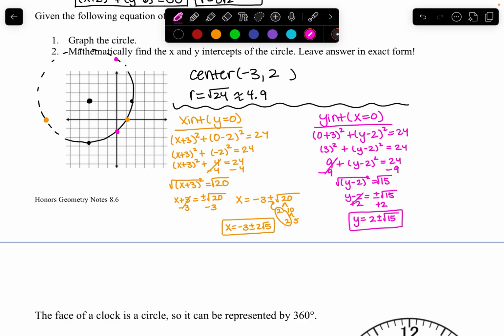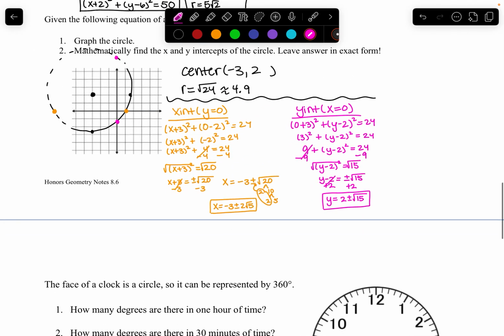Sometimes you can have 1 x-intercept and no y-intercept. Sometimes you can have 2 y-intercepts and no x-intercepts. You can have 1 of each. It just depends on where your circle is located. You could have none if your circle is really small and up in a quadrant somewhere, okay? But that's how mathematically you would find those intercepts.